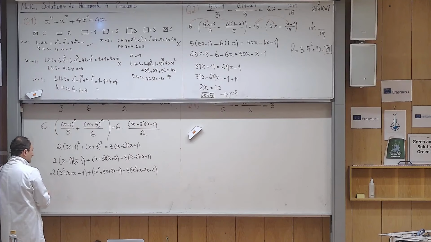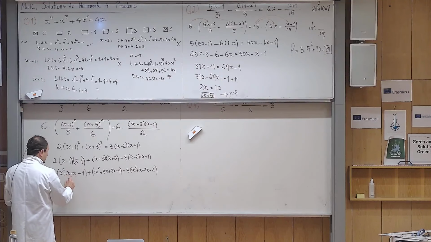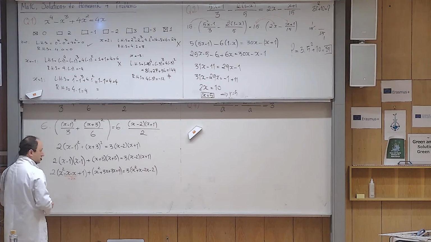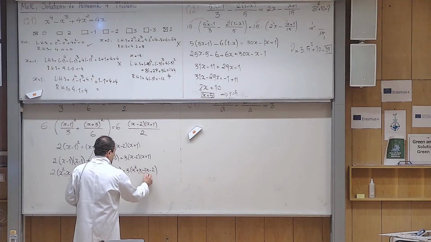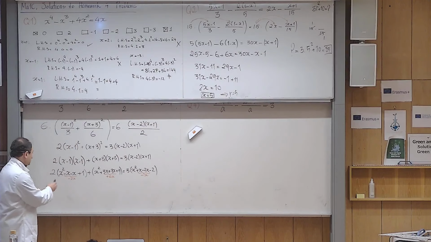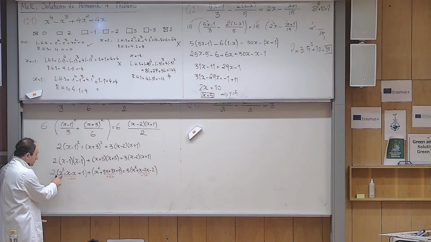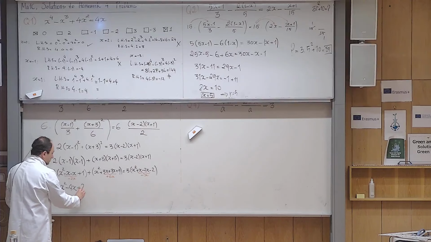But here, I would prefer, if you have a different color in the exam, it's useful. It helps you not to write too much. So it is minus 2x. Here, it is plus 6x. Here, it is minus x. Okay? Now I multiply 2 in. 2 times x squared, that's it. 2 times minus 2x, minus 4x, and 2 times 1 is 2.